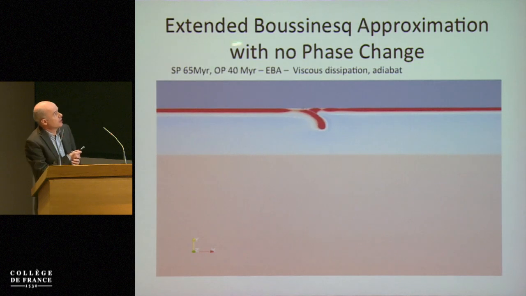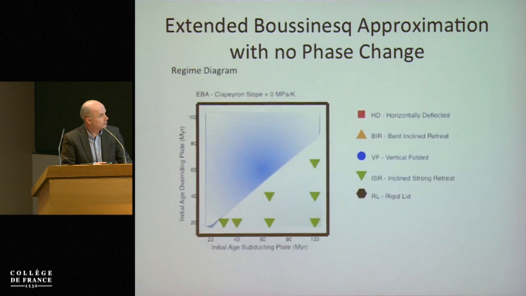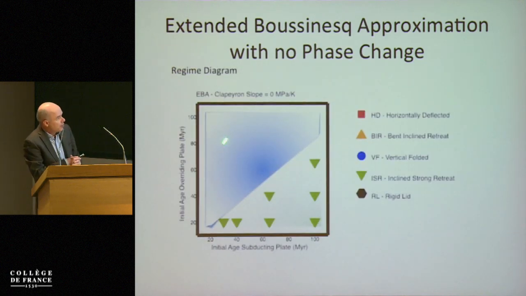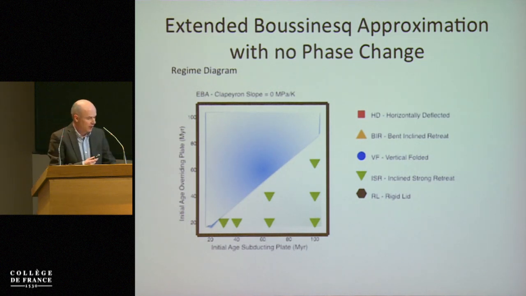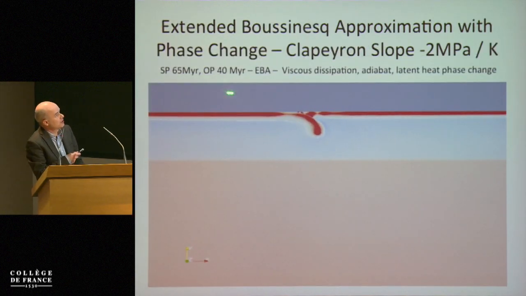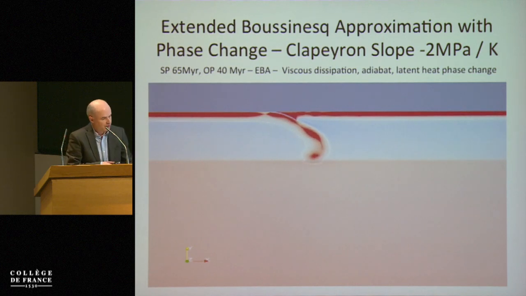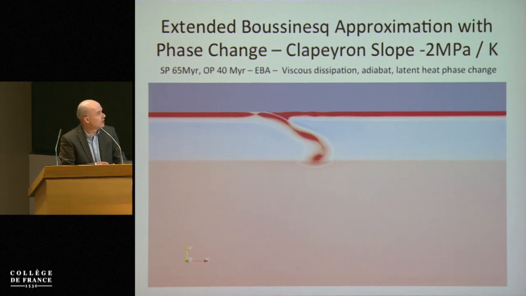In this case, with an even higher Clapeyron slope, again, no change. Here, with the extended Boussinesq, again, similar sorts of behavior. And if we jump to the regime diagram, then the vertically folded cases in this case are much more prominent. So it is having an effect on the sort of behavior that we do see. And if we add in a Clapeyron slope, again, for this case, it's very limited in terms of the change in behavior.